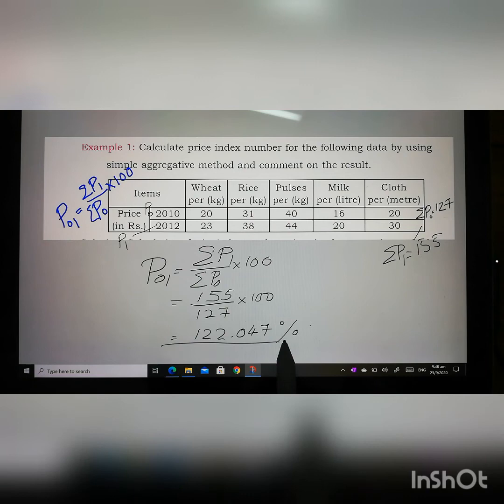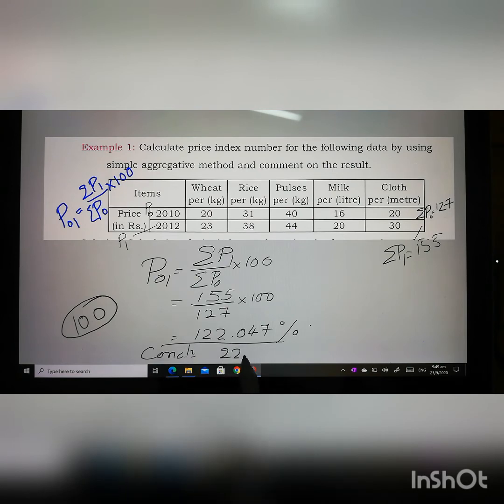Now what does 122.047 indicate? If we take the base year as 100, then there is something more than 100 here. More than 100 is how much? 22.047% is more. So very clearly we conclude, students, that there is a 22.04% increase over the base year.